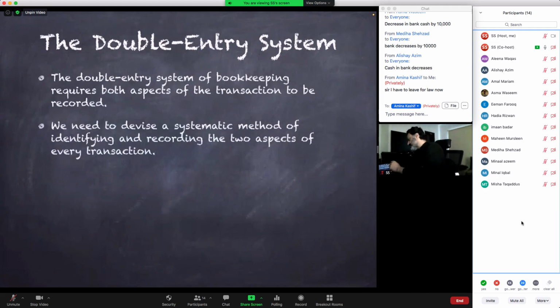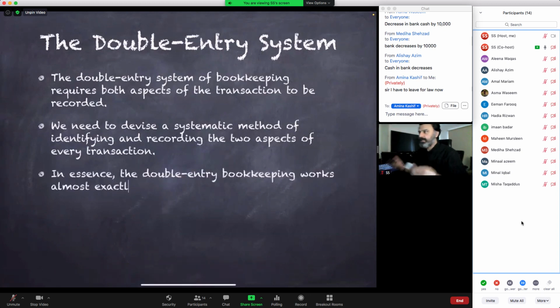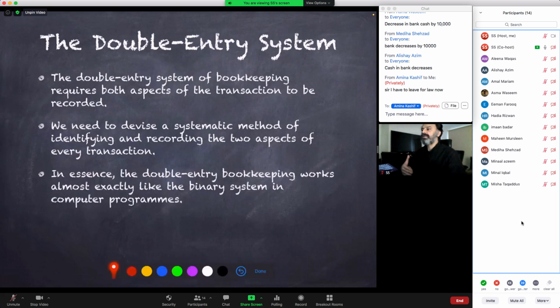So the double entry bookkeeping system requires both aspects of transactions to be recorded, and we need to devise a systematic method of identifying and recording the two aspects of every transaction. We are going to learn this double entry system and this procedure through chapters 1, 2, 3, 4. When we buy the book, we will see this procedure in detail, how we systematically record both aspects of these transactions, the brighter side and the darker side, the upside and downside. Everything we will learn how to record formally. But before we do that, we know that since there are only two aspects, we need to first define them in our accounting language.